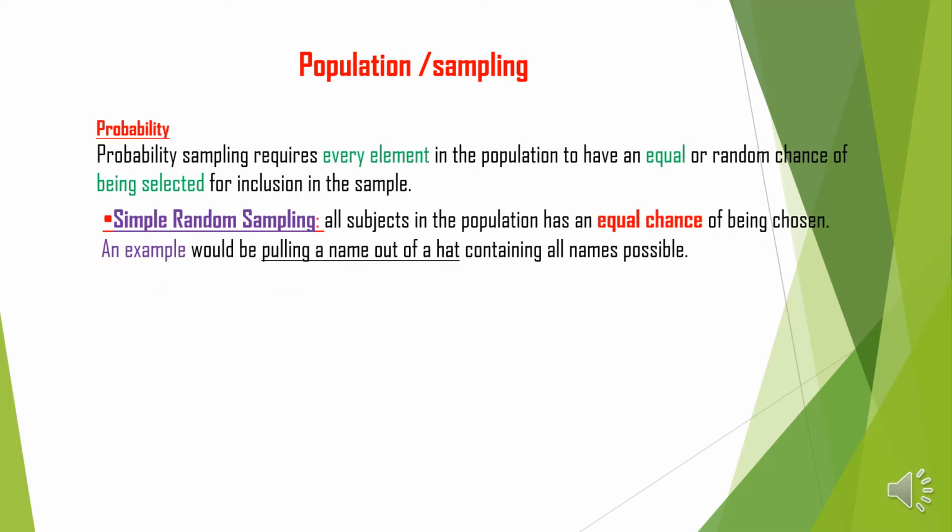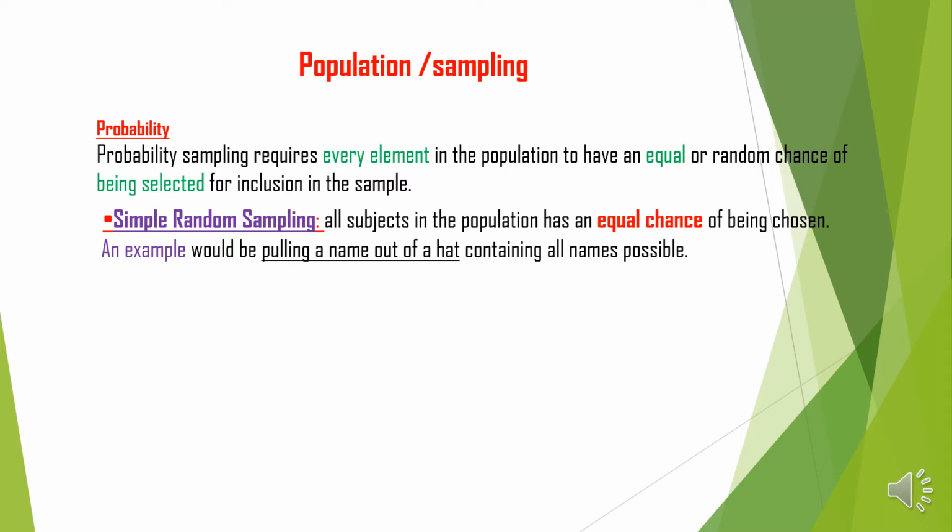We will start with the probability. Probability means every single element inside the population has an equal or random chance to be selected. Okay, so this is the definition of the probability. Types are: number one, simple random sample. That means all subjects in the population have an equal chance of being chosen.